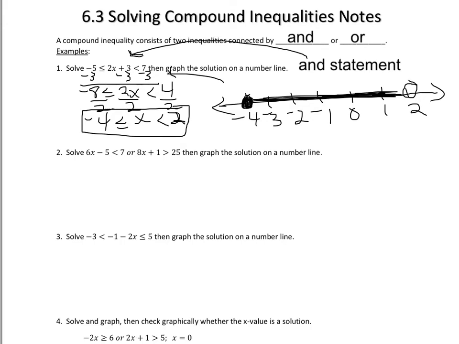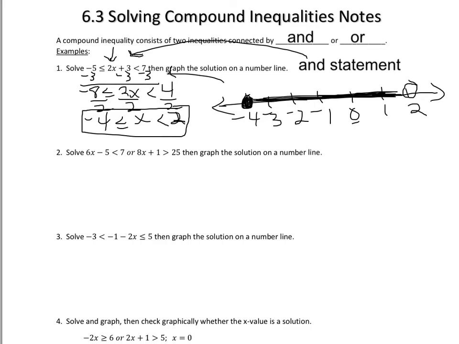We could even plug in 0. 2 times 0 would be 0. 0 plus 3 would be 3. 3 is greater than that -5, but also less than the 7. So any one of these numbers that are shaded will work in that inequality.